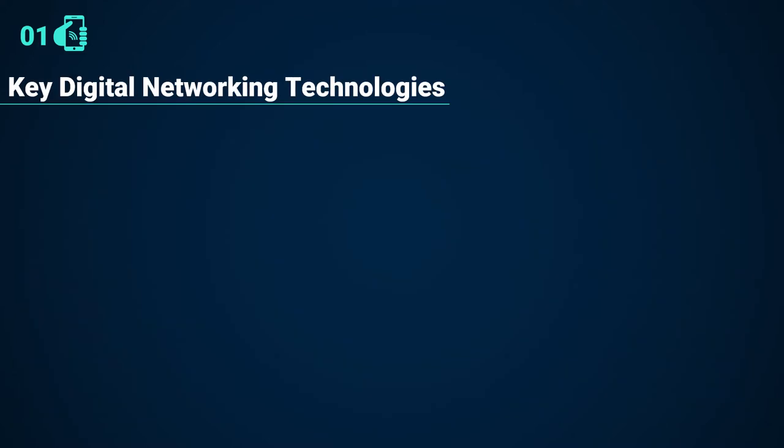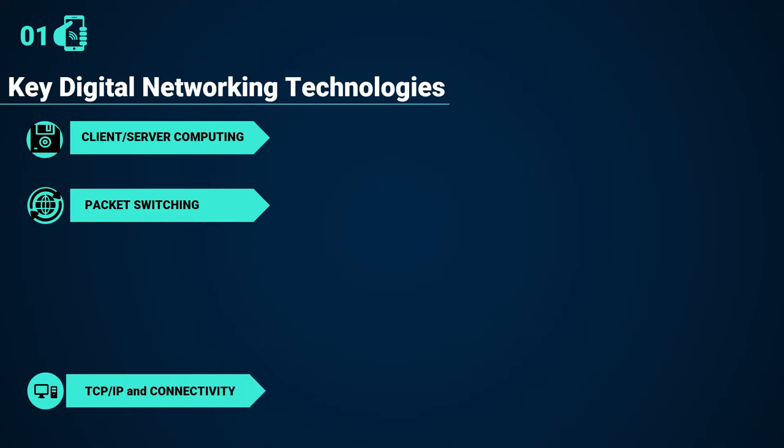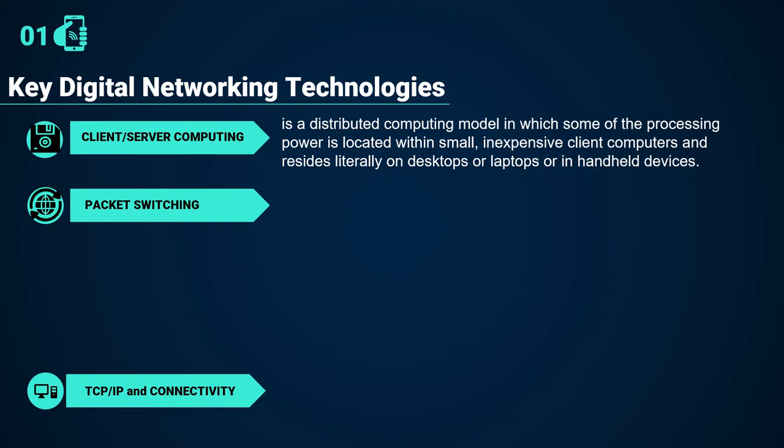Key digital networking technologies. Contemporary digital networks and the internet are based on three technologies: client-server computing, the use of packet switching, and the development of widely used communication standards, most important of which is Transmission Control Protocol/Internet Protocol, or TCP/IP, for linking disparate networks and computers. Client-server computing is a distributed computer model in which some of the processing power is located within small, inexpensive client computers and resides literally on desktops or laptops or in a handheld device.